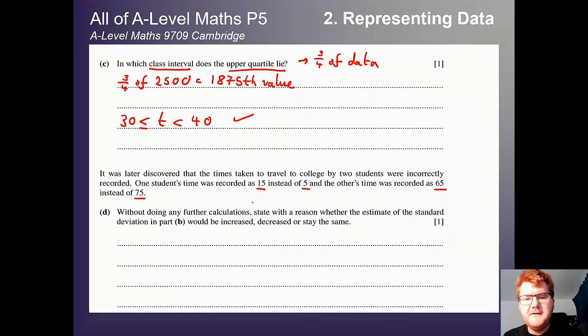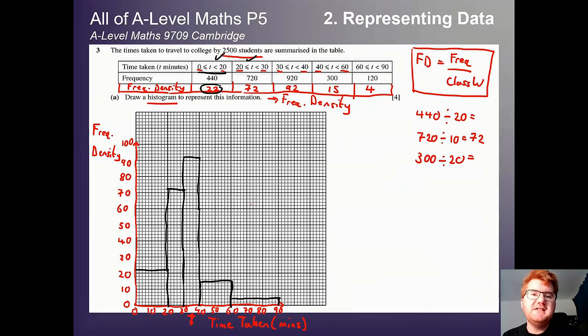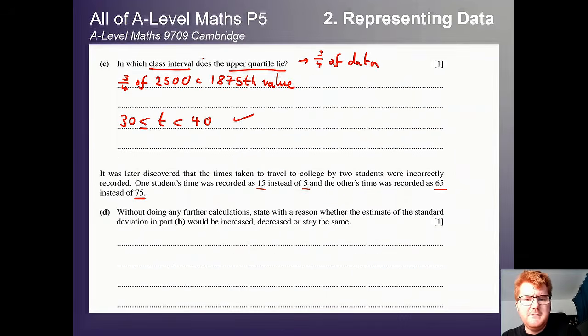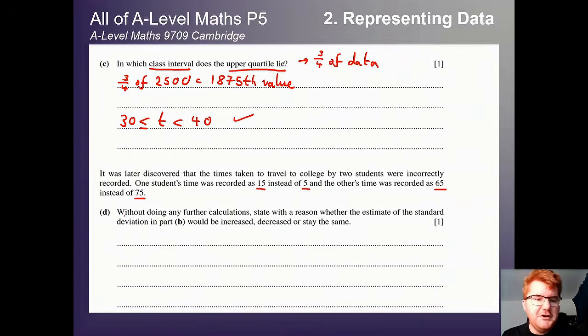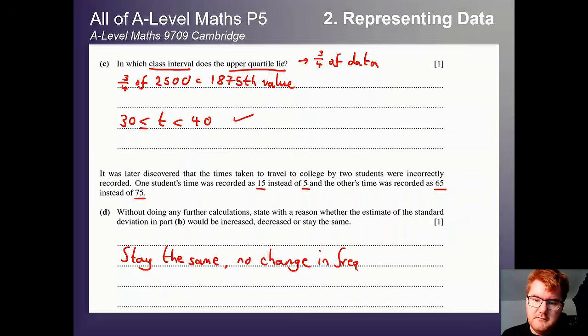Well, it was recorded as 15, but it was actually 5. Notice that doesn't actually change anything here. If I had a time of 15, I'd still put it in this category, or if it was 5, I'd still put it in this category. Likewise, if we take 65 instead of 75, we have the same reasoning. So notice the standard deviation would stay the same, as there are no change in frequencies here. You'd still put them into exactly the same category as you would before. So no change in frequencies, to get the 1 mark.